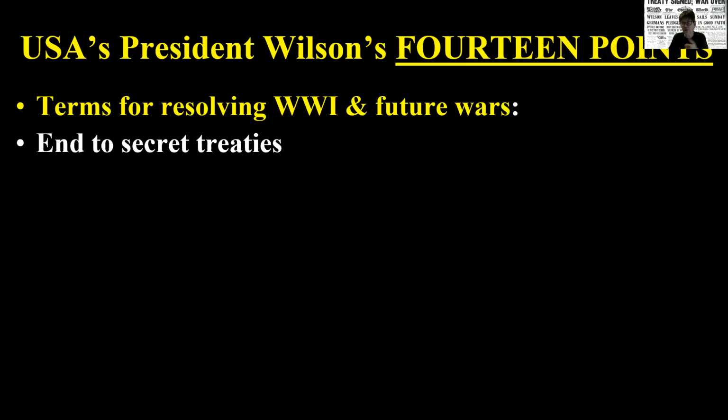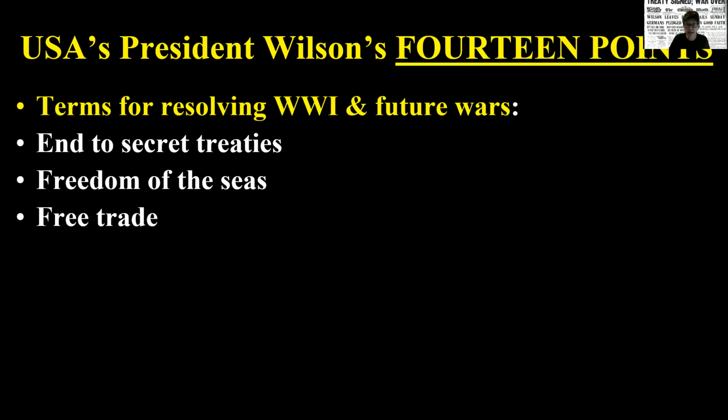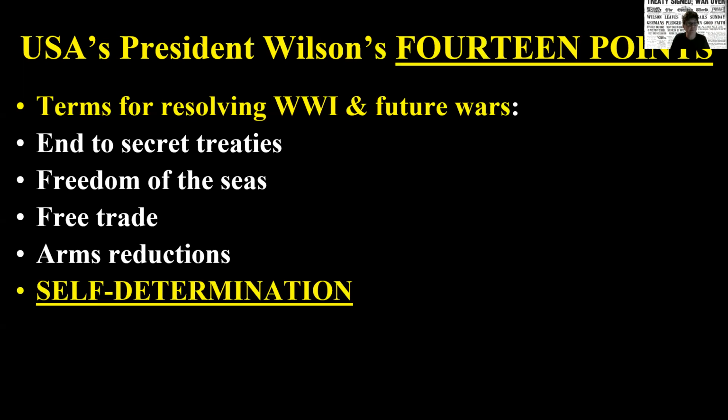We're going to have to end secret treaties. Can't have any secret treaties. Everybody has open freedom of the seas. Nobody can claim that. He wants free trade, be able to buy and sell. He wants arms reductions. We need to lower the level of arms out there, these new devastating weapons. Self-determination. Groups get to decide for themselves, new nations, how they will be governed.